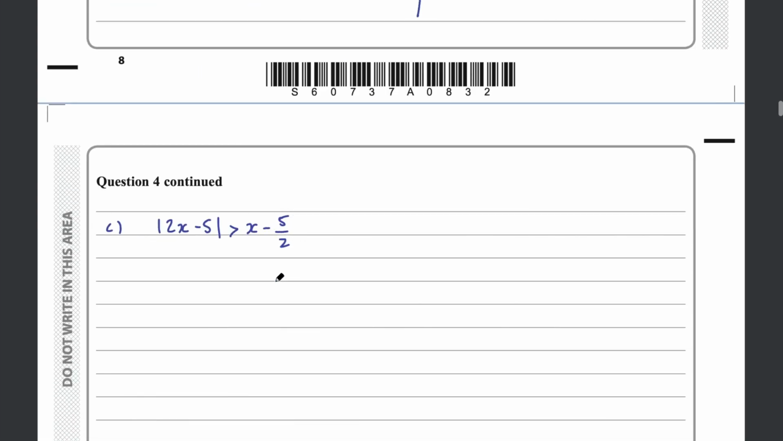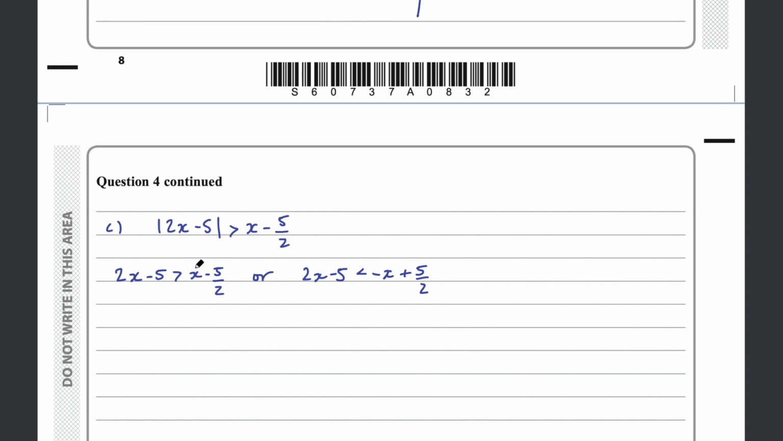All right. So again, as I said before, we can do the positive solution. So 2x take 5 greater than x take 5 on 2, as it says there. Or we can introduce the negative. And I might just do this in one step. So we get 2x take 5. We have to flip that inequality around because we're dividing by negative 1. Then we get negative x plus 5 on 2. And now we have our 2 inequalities we need to solve.